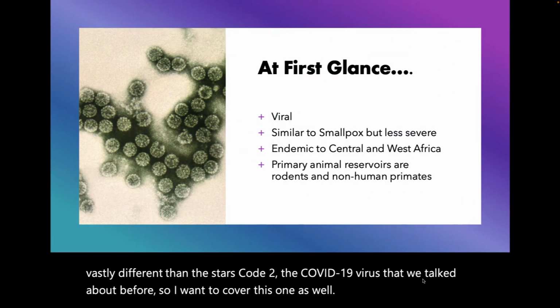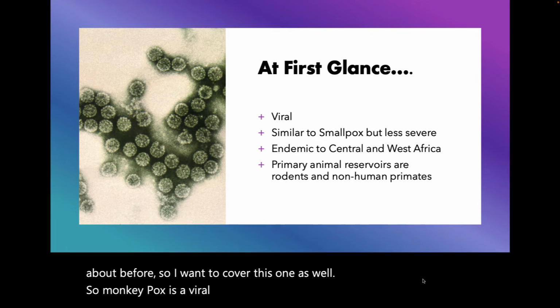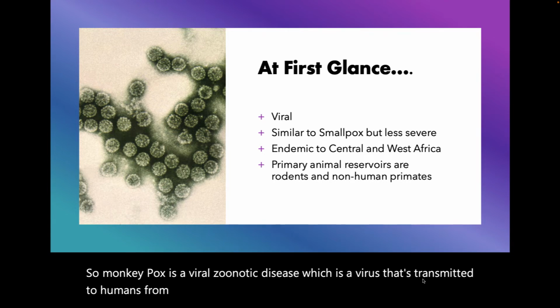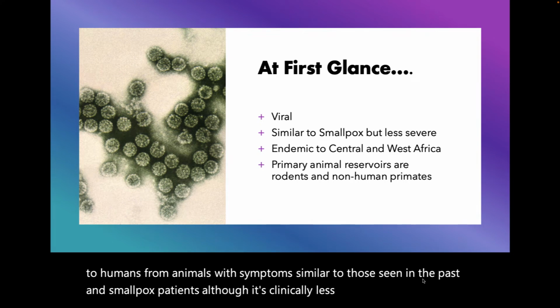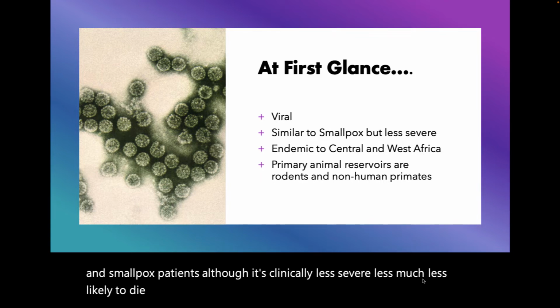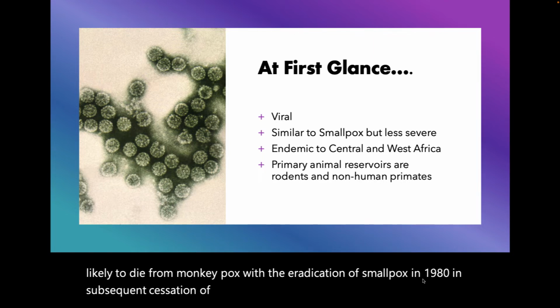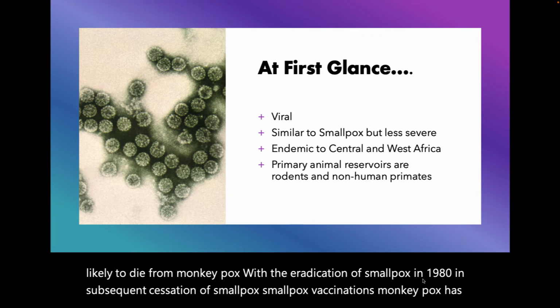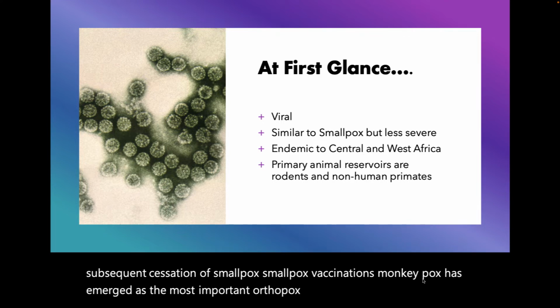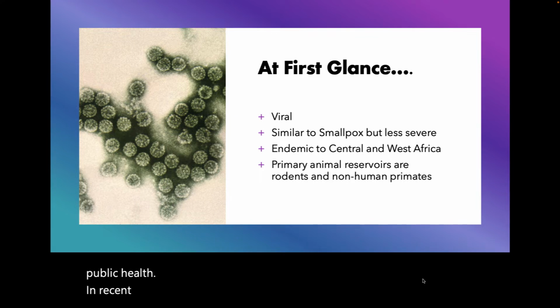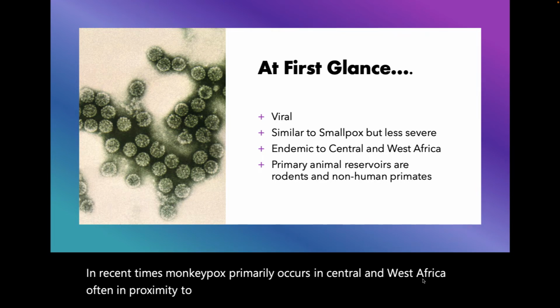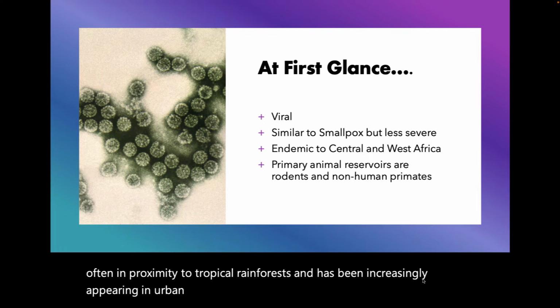So, monkeypox is a viral zoonotic disease, which is a virus that's transmitted to humans from animals, with symptoms similar to those seen in the past in smallpox patients, although it's clinically less severe, much less likely to die from monkeypox. With the eradication of smallpox in 1980 and subsequent cessation of smallpox vaccinations, monkeypox has emerged as the most important orthopox virus for public health in recent times. Monkeypox primarily occurs in Central and West Africa, often in proximity to tropical rainforests, and has been increasingly appearing in urban areas. Animal hosts include a range of rodents and non-human primates.